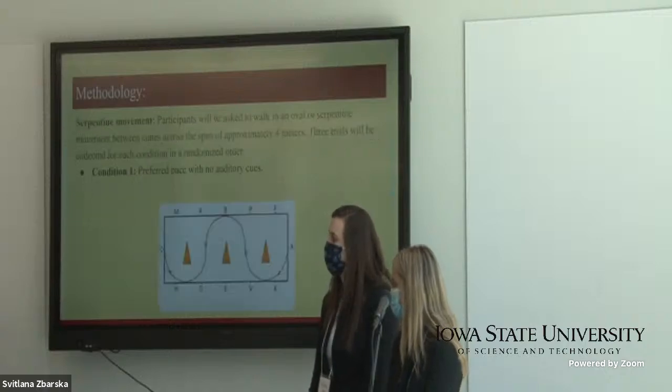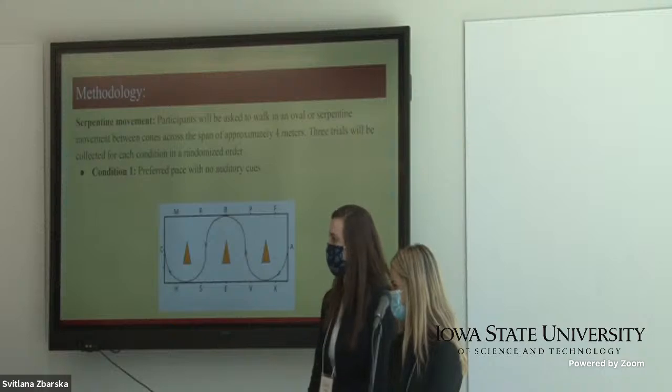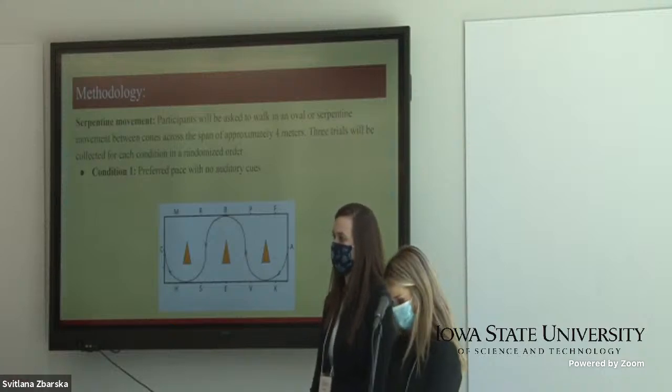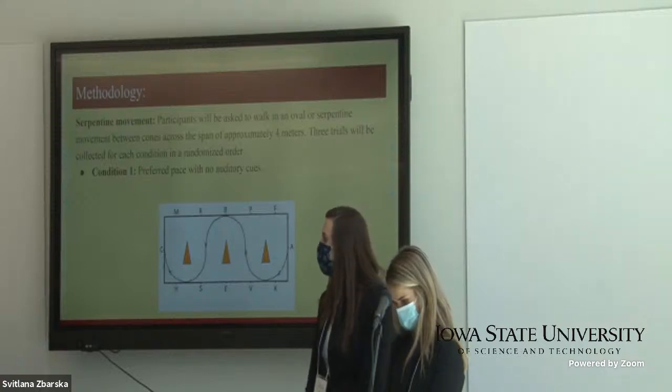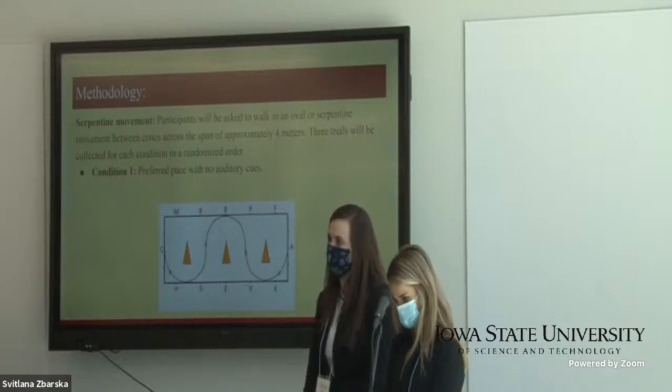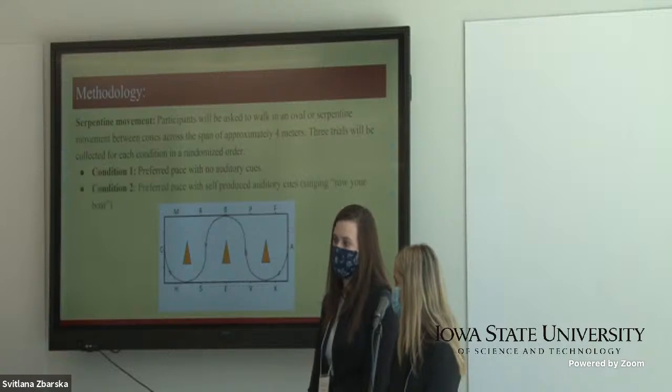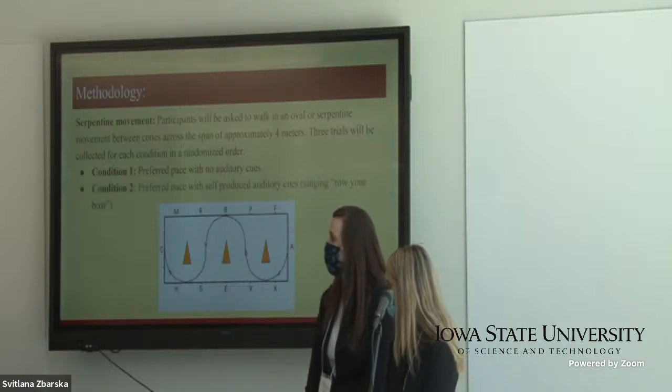Then for our complex walking task, we will have them perform a certain movement. We will set up some cones in approximately a span of 4 meters. There will be 3 trials run for each condition. The first condition will be preferred pace with no auditory cues, no singing. The second condition will be walking around the cones at their preferred pace with self-produced auditory cues.